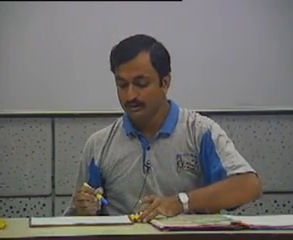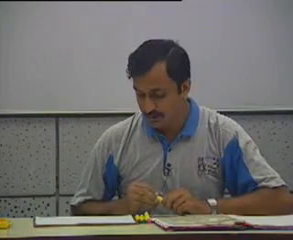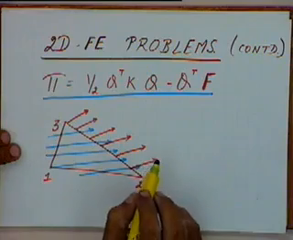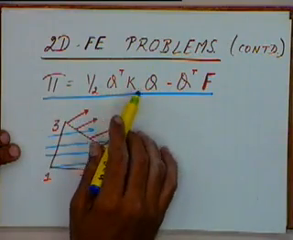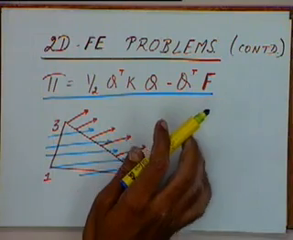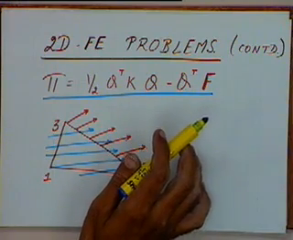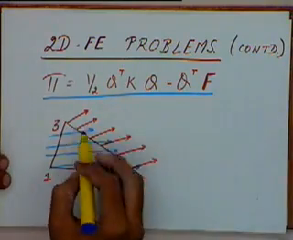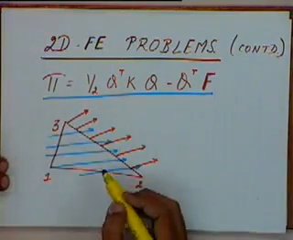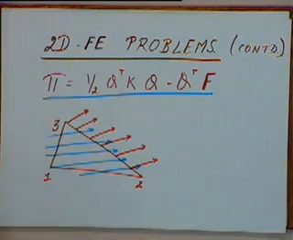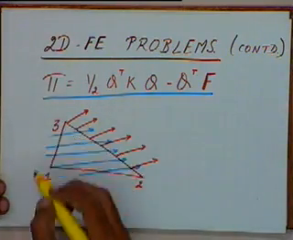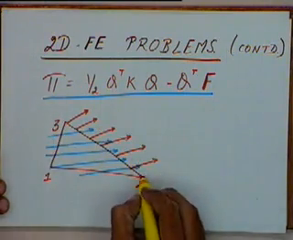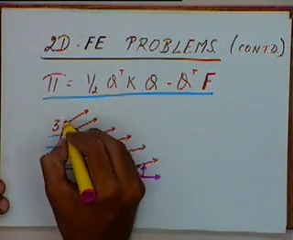Today we will continue with the 2D finite element problems, and in the last class we had derived this relationship, that is the total potential energy is given by half of Q transpose KQ minus Q transpose F when we are using 3 noded constant strain triangular elements. And for deriving this, we had said that if we have an element 1, 2, 3 and there are some tractive forces acting at the edge 2, 3, then the total tractive force acting on this edge can be split equally between the nodes 2 and 3.